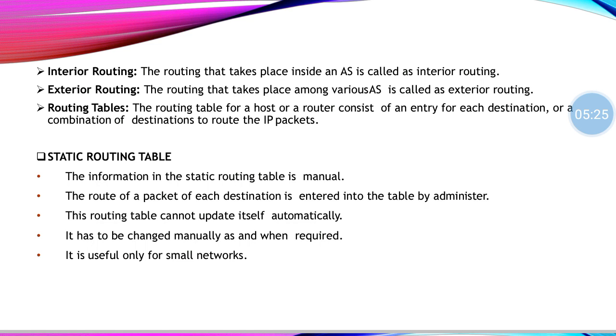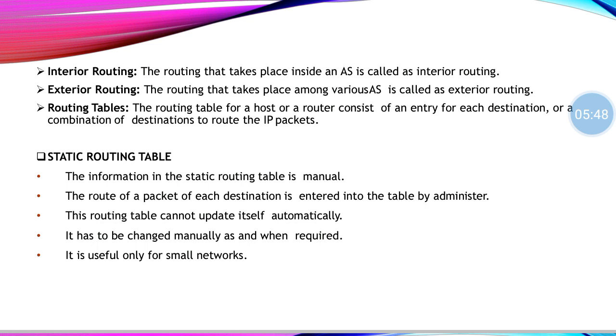So for example, if A is the source address and C is the destination address via B, I'll repeat, A is the source address and C is the destination address via B. So for A, B is the destination, and for B, C is the destination. So such things are being managed in the routing table.